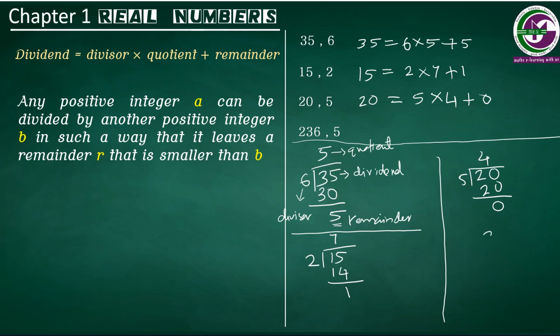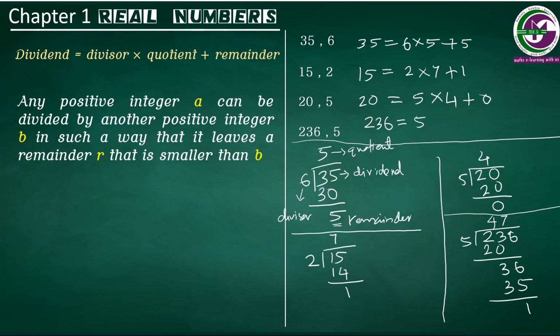So we'll divide this one, 236 by 5. In 23 we know 4 5s are 20. So we'll subtract, we'll get 3. We'll take the 6 here. So how many 5s are there in 36? We know 7 5s are 35. So 35, remainder is 1. So you can write 236 is equal to the divisor 5 times quotient 47 plus the remainder 1.